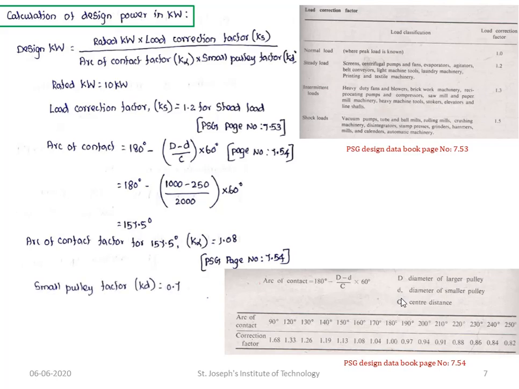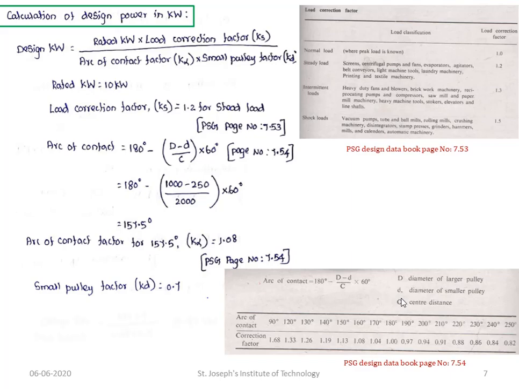Next is the smaller pulley factor. Here I am taking the smaller pulley factor as 0.7 because it depends on the working factor. Better you take a value which is less than 1.